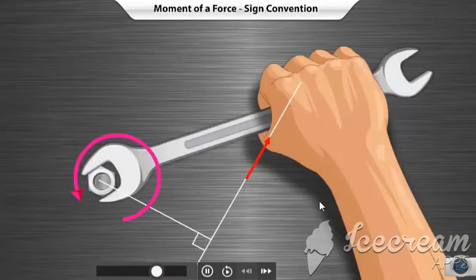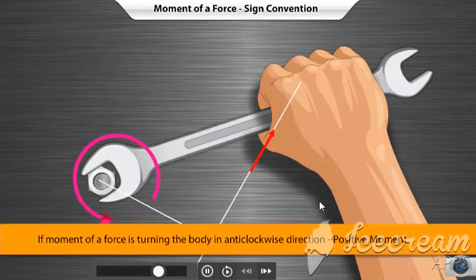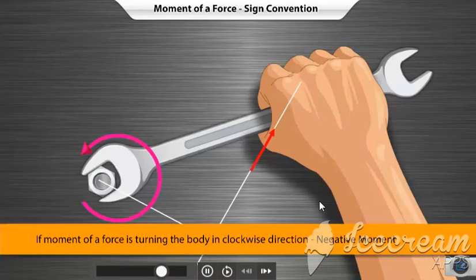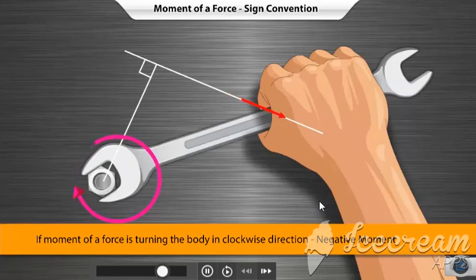The following sign convention should be used to find whether the moment of a force is positive or negative. If the moment of a force is turning the body in anti-clockwise direction, then the moment of force is considered to be a positive moment. If the moment of a force is turning the body in clockwise direction, then the moment of force is considered to be a negative moment.